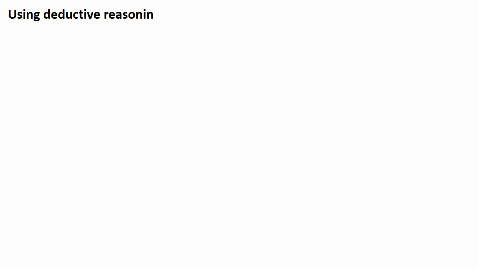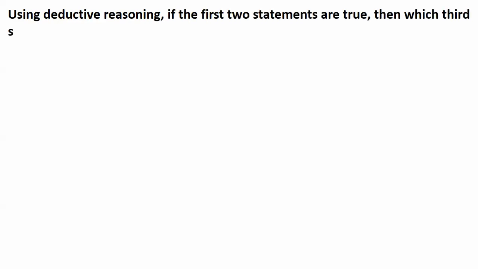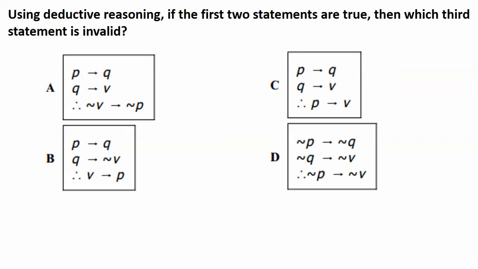Using deductive reasoning, if the first two statements are true, then which third statement is invalid? We need to focus on that term, invalid. That means not true. Let's look at our laws. First, we have syllogism. If P, then Q. If Q, then V. Therefore, if P, then V. I see that C matches this almost exactly, so it is valid.